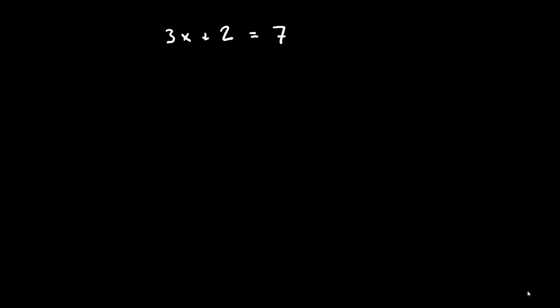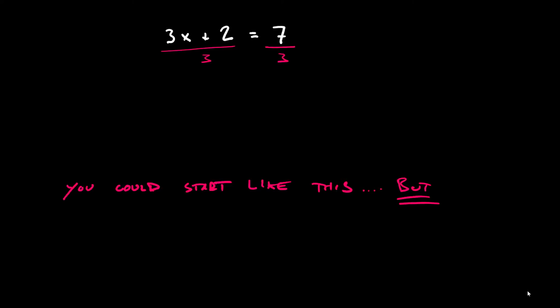I think it's very common for students to want to do something like this, right? Divide both sides by 3. Perfectly reasonable. You're undoing the multiplication of 3 here, right? By dividing both sides by 3. And whatever you do to one side, you got to do it to the other side. And this is fine. The equation's balanced.